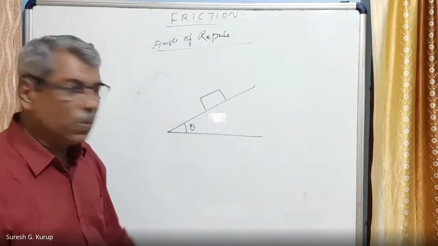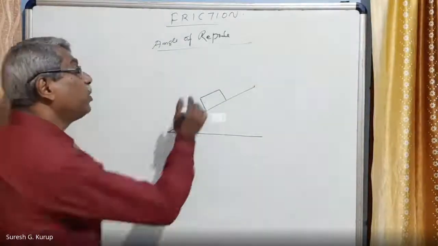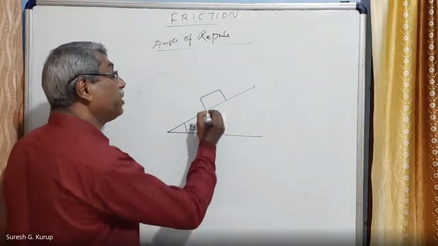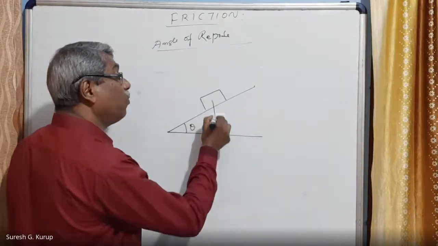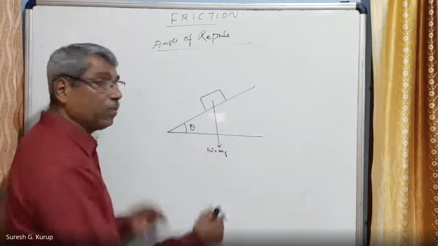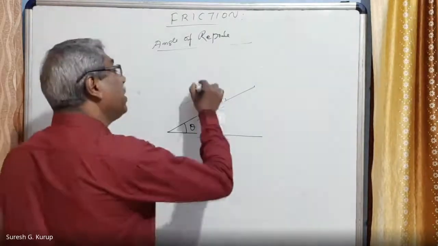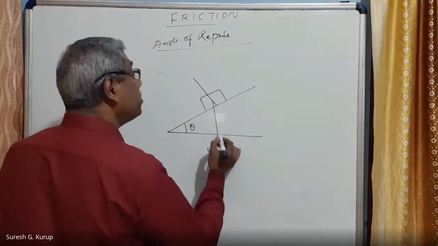Understand? Okay, this is the condition. So suppose this body is kept on the table, kept on the inclined plane. Various forces acting on the body are like this. See, the weight of the body, W is equal to mg, is acting vertically downwards. Then the normal reaction is acting like this, and this mg can be resolved into two components.